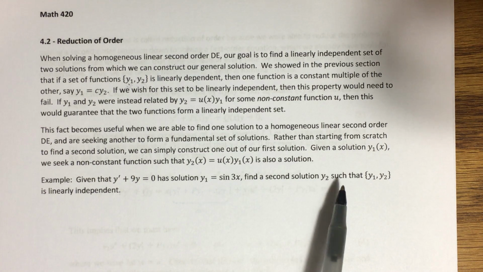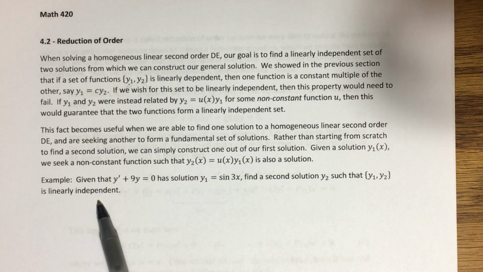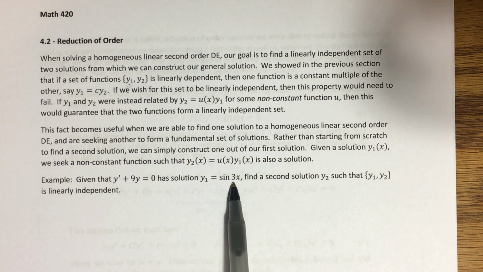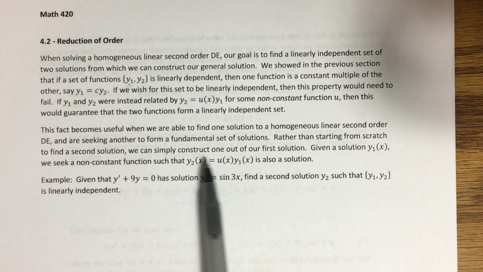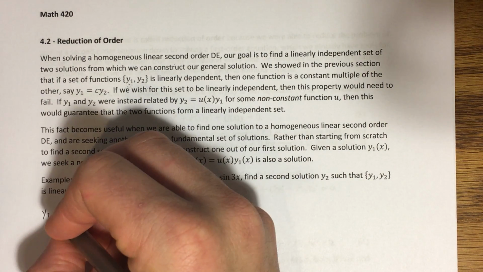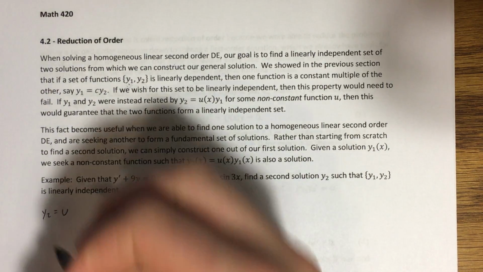What we want to do is find a second solution, y2, such that y1 and y2 form a linearly independent set, because that would give us a fundamental set of solutions. So again, the idea is to take the one solution we know, multiply to it some unknown function u of x, and set y2 equal to that. So here's what that's going to look like. y2 equals u times y1, which is sine of 3x.